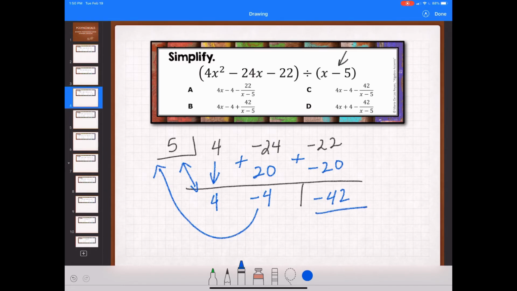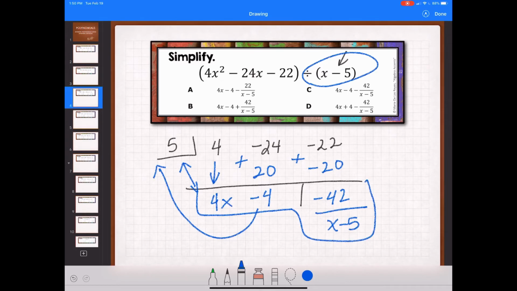I'm going to put it over my original divisor, which is x minus 5. The first number is my constant, the second number is my x term. So my final answer is 4x minus 4 minus 42 over x minus 5.